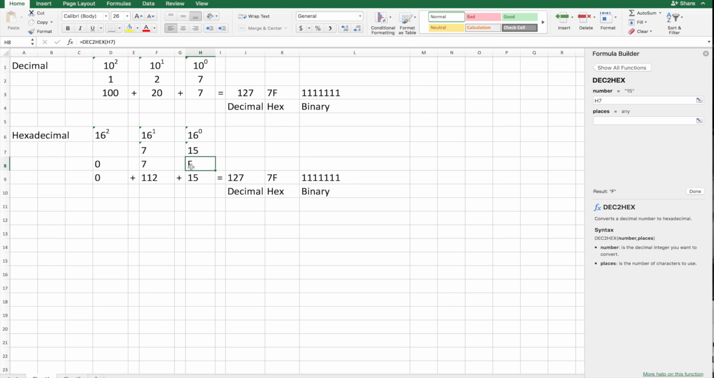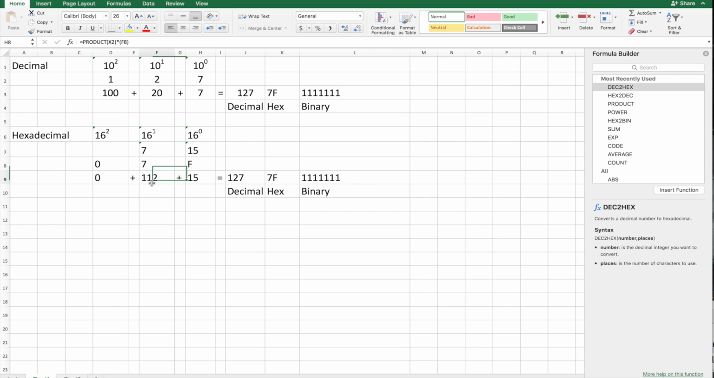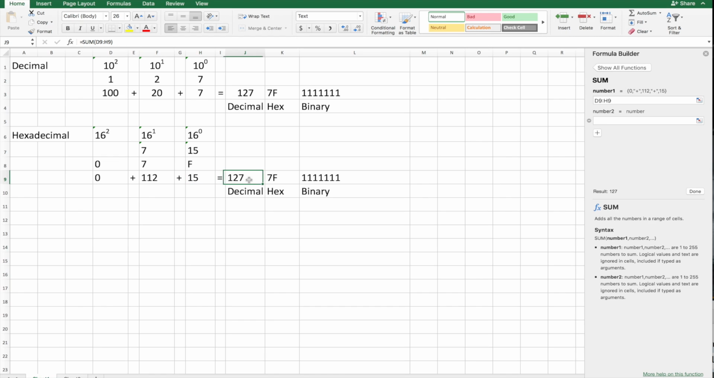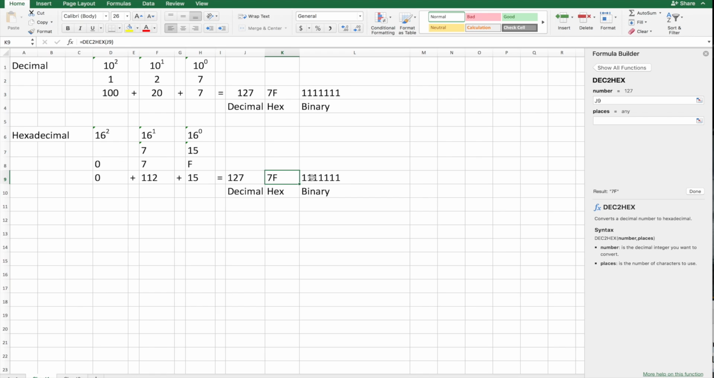And that comes out as 7F in hex. It means 112 decimal plus 15 decimal, and it's 127 decimal. 7F hex, and the same in binary.